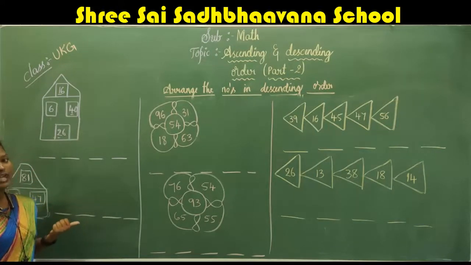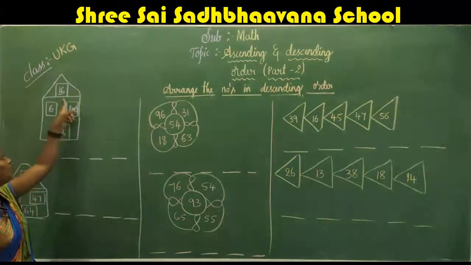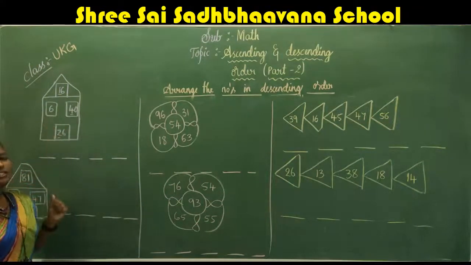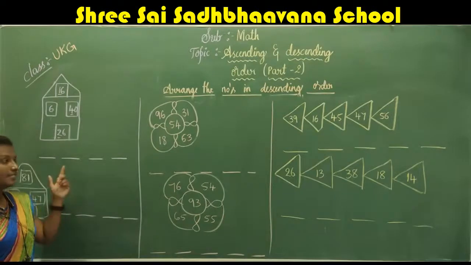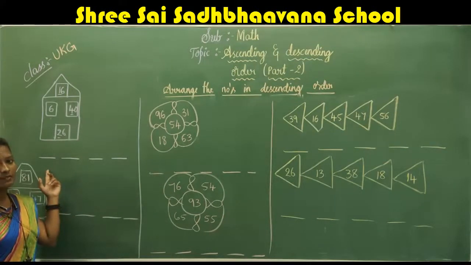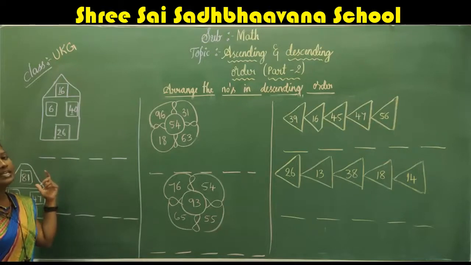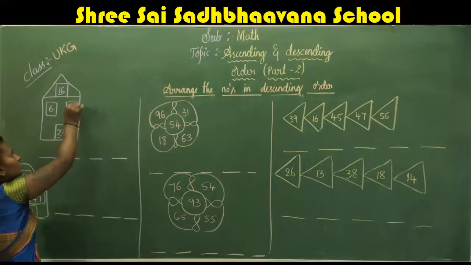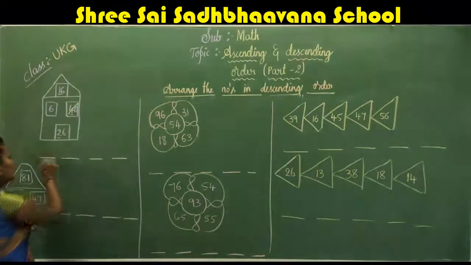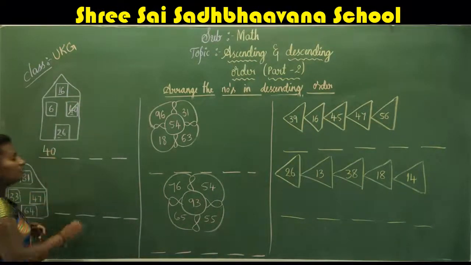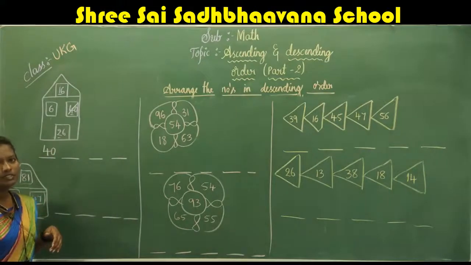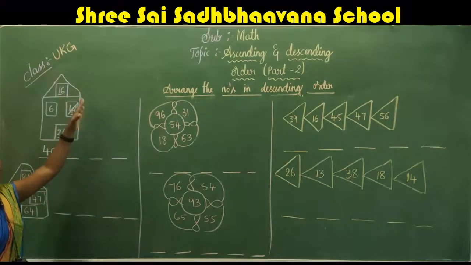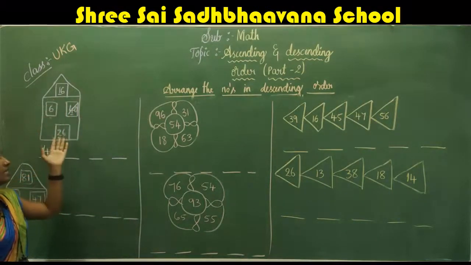Why? Because number 40 is bigger than 16, 6 and 26. In descending order, the first place should be what? The biggest number. So we cancel number 40, and we write this number 40 in the first place. Next, skip this number. Let me think about the remaining 3 numbers.